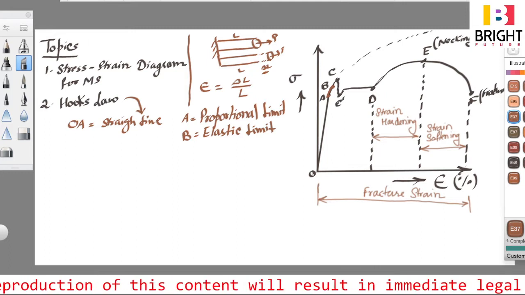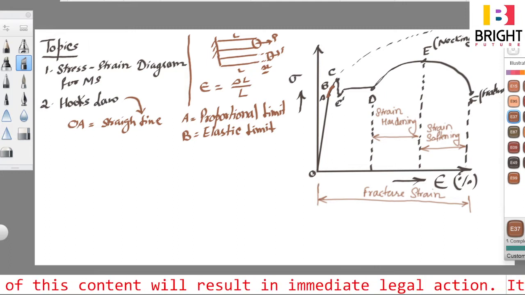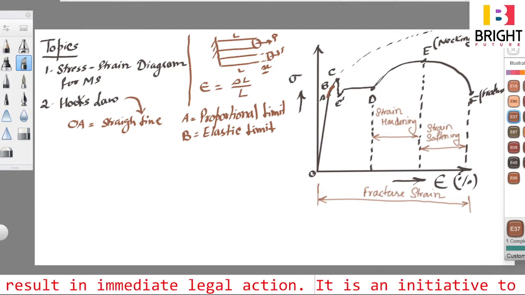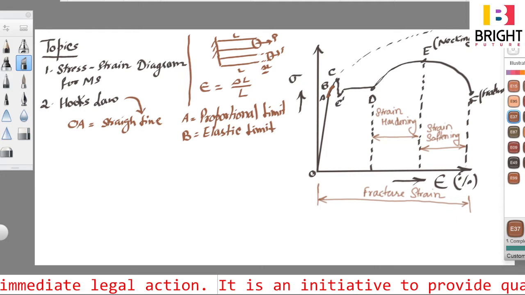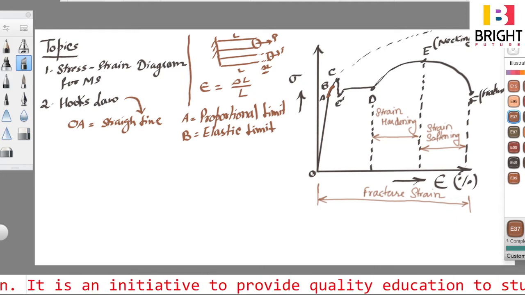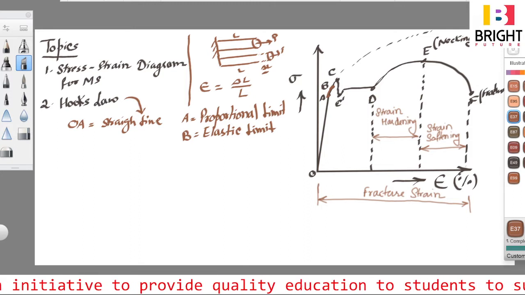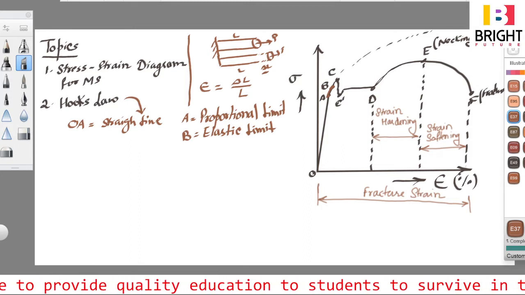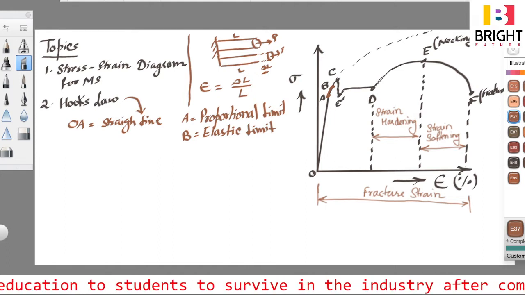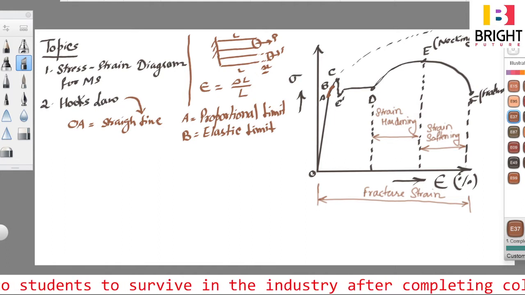Now the material will come back from point B. If we put a load and increase the load so that the material is strained up to point B, then if we release the load at point B, the material will come back to its original position, right? But Hooke's law is valid only up to point A. Hooke's law is not valid up to point B. Hooke's law is only valid up to the point of proportionality.